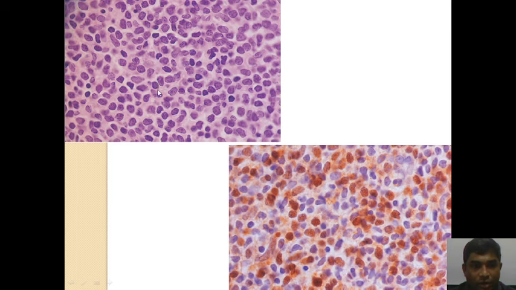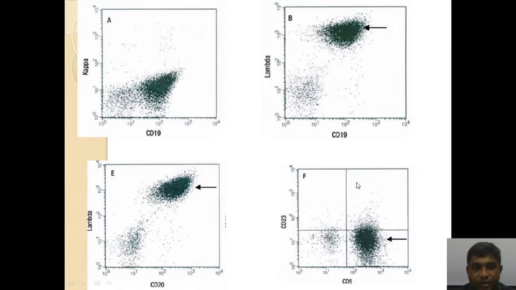This is the section to show the morphology of these mantle cells. These cells are larger compared to CLL cells, many of them have prominent nucleoli, and the cell size is larger compared to CLL. And this is the immunohistochemistry for cyclin D1, where you can see the brown positivity within the nucleus of this cell. So cyclin D1 is a nuclear stain. Overexpression of this is characteristic of mantle cell lymphoma.